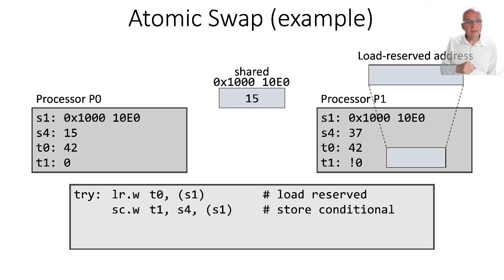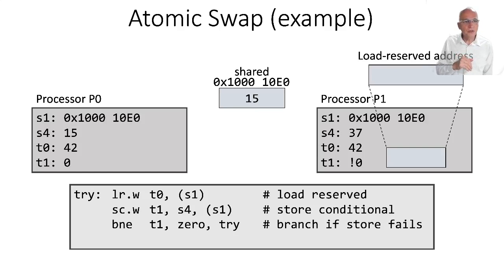So now we have the situation where the number 42 that was in the memory has been copied to processor P0. So there was a swap between 42 and 15 between P0 and the memory. So this will be the equivalent of Larissa doing the swap between the 0 and the 1 and being successful in reserving the location.